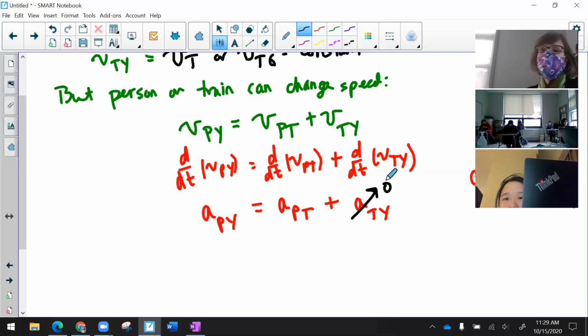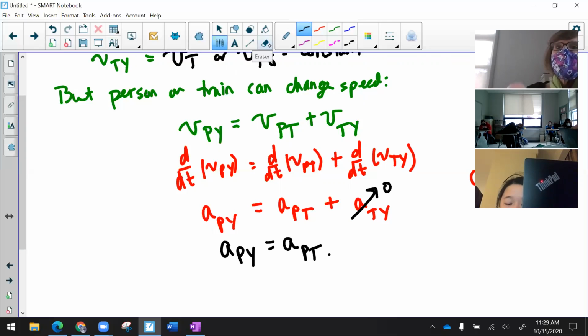So this tells me that the acceleration of the person with respect to you is the same as the acceleration measured by somebody sitting on the train. So the acceleration that's measured is the same in both reference frames. Okay. Makes sense? All right.